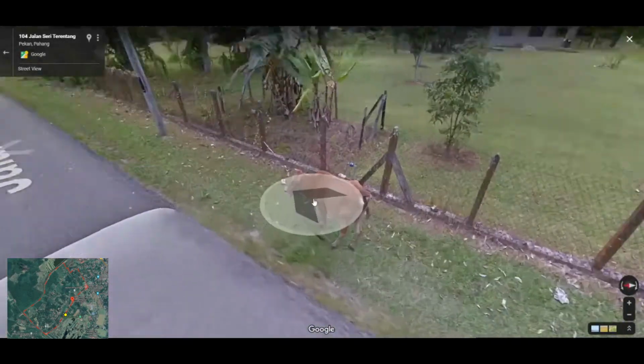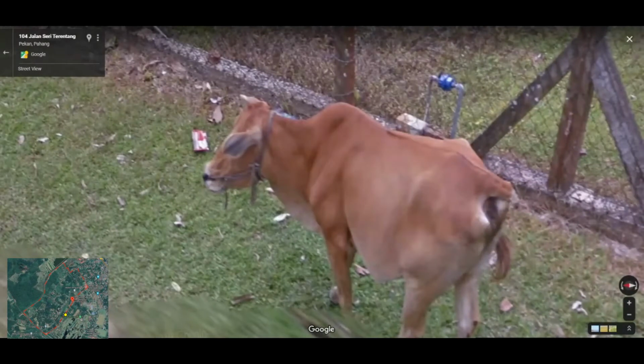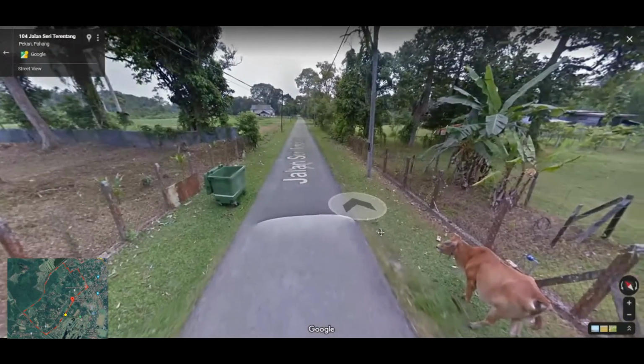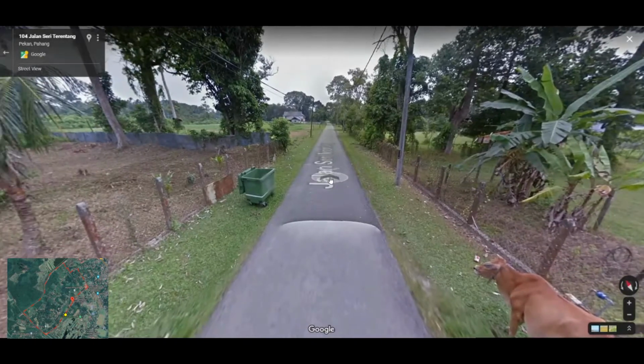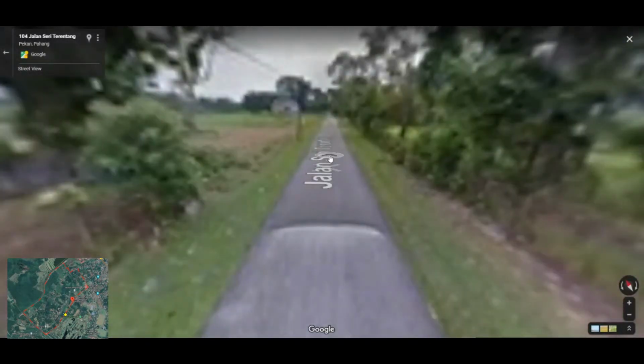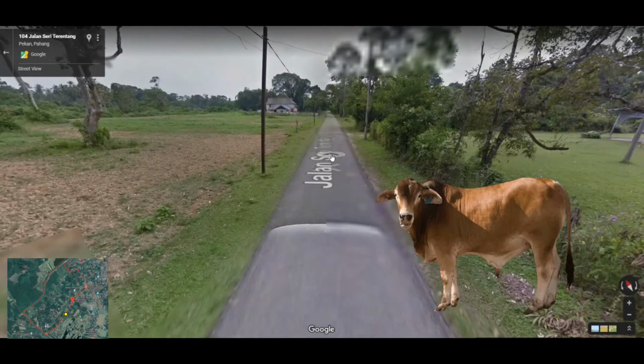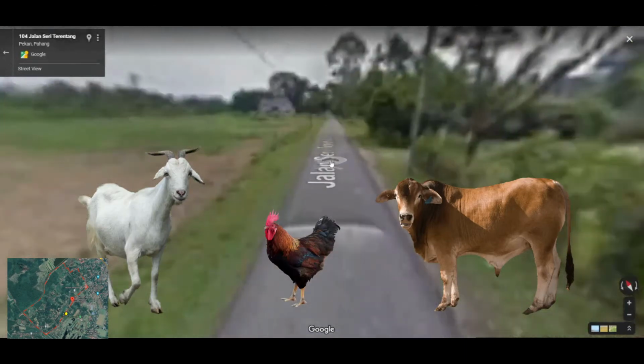So you may have noticed there's a beautiful creature on the right side of the road. We call them livestock. Although there is only one here in the picture, it is actually a very common view to see them roaming in the village area, and that includes cows, goats, and also chickens.